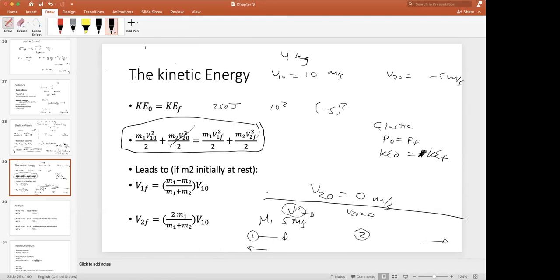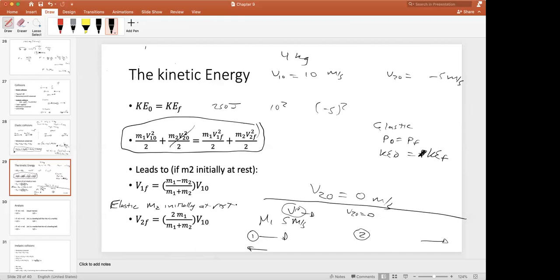V2 final, you'll notice that the difference between these two equations is that here it is M1 minus M2, and here it's 2M1. Other than that, they're exactly the same. You can memorize these. You can put them on a little note card and just leave it by you. But this is elastic, with M2 initially at rest, okay? That's the only time it applies.